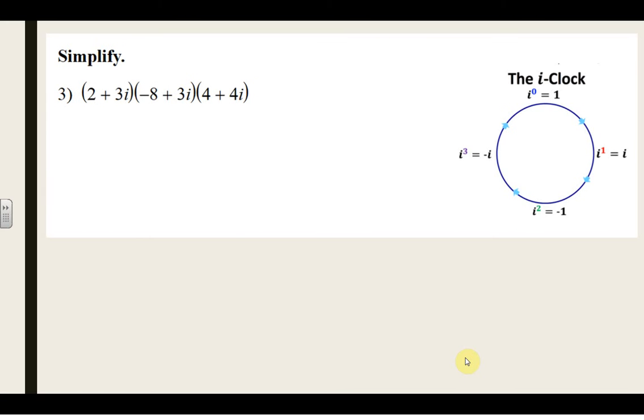If we're focusing for real, this is what you really need to focus on: the fact that i squared equals -1. You should know that. All right.